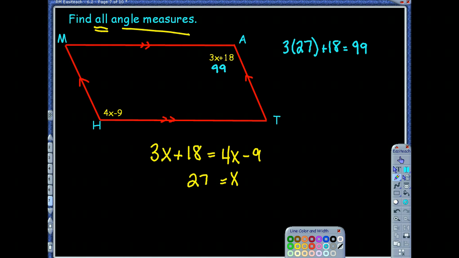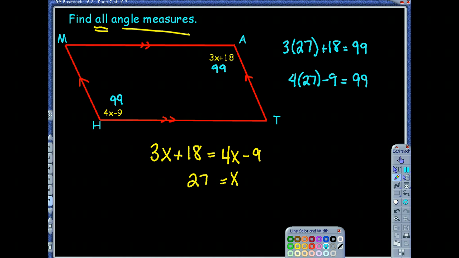But now, I also know angle H is going to be the same thing. Yes. Now, could we check it just to make sure we didn't make a little algebra mistake? I think that would be a good idea, especially if you have time. Right. So do 4 times the 27 and minus the 9, sorry, you also get 99. You do. Okay. And so that's great.